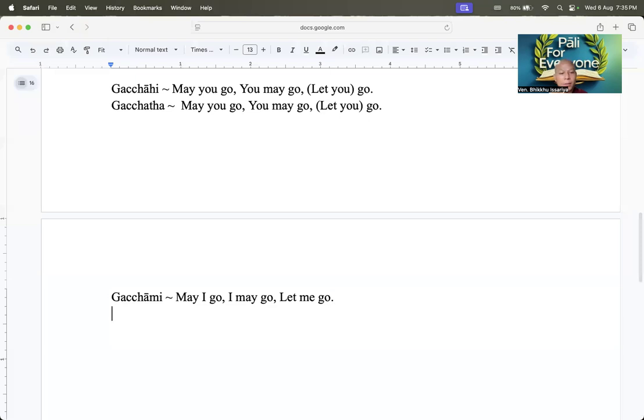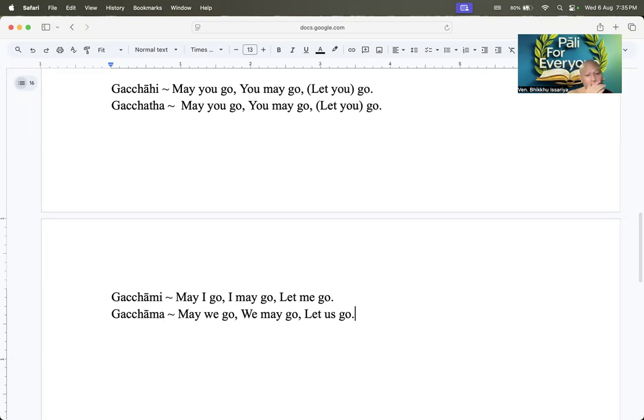And then for the first person plural, also here plural. So, may we go, and then we may go, and then let us go in this way. See? So the meaning can be understood.